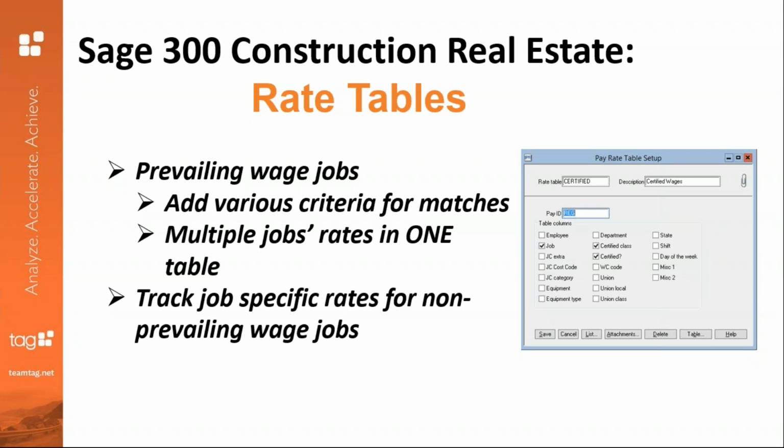So we have different columns that we can put in these different rate tables as search criteria. So in my case, on this one for the certified table, the certified table is based on the regular pay ID. And in that table, I have the job. I have a column to tell me or ask me what the certified class is. And then I have a column that asks if it's certified or not, which might be a little bit odd to think about.